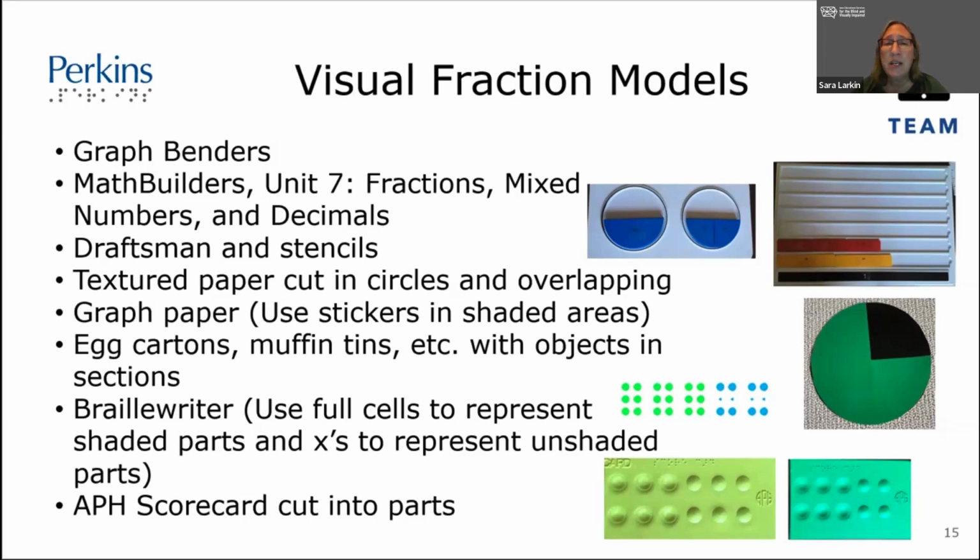I can cut those into sections. So the first one I have is just a 2x6 array from that scorecard with half of the little bubble sections pressed down. So that represents a half. I have another one that's just a 2x5 array with 6 of the 10 that are actually pressed down.